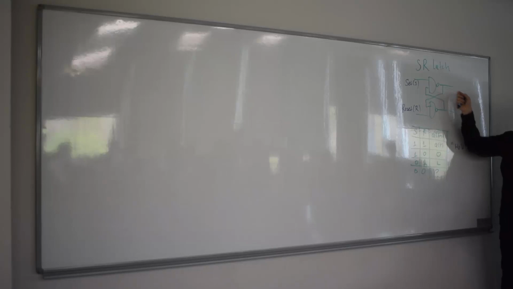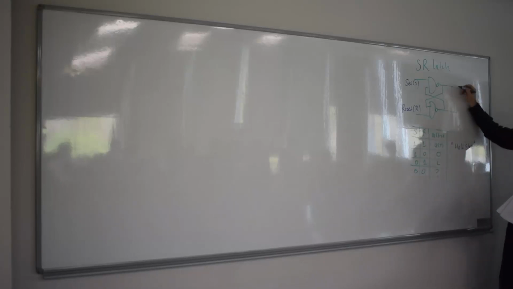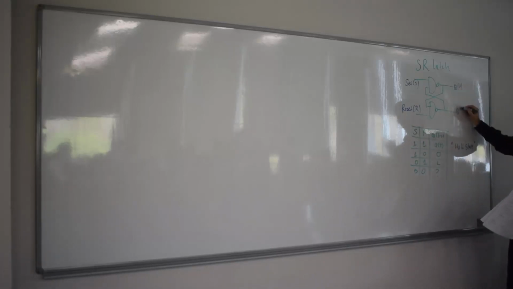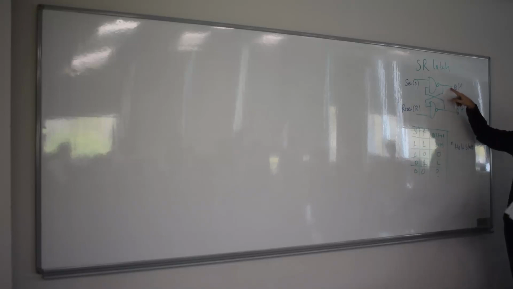So what does hold mean? It means we keep the value. So this value that you read as Q(t), or Q prime (t), would be whatever it was previously storing. If it was 0, it would stay 0. If it is 1, it would stay 1 all the time.